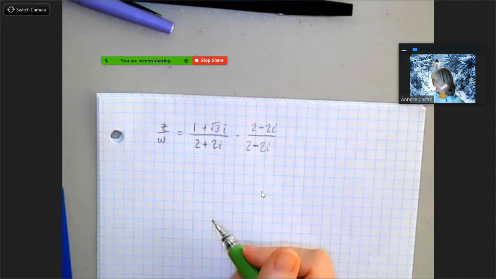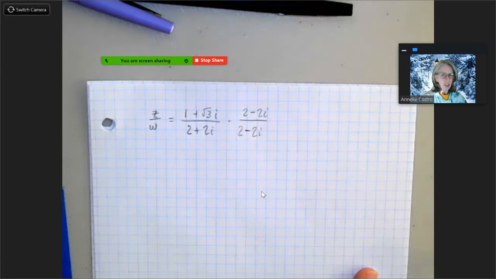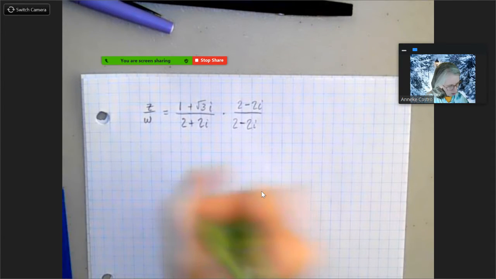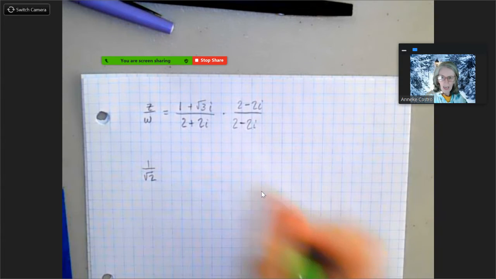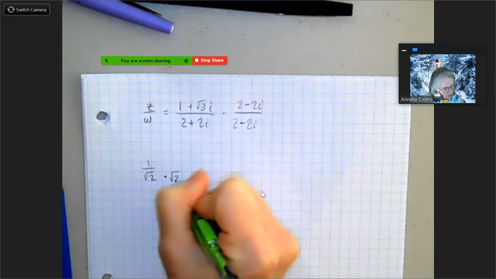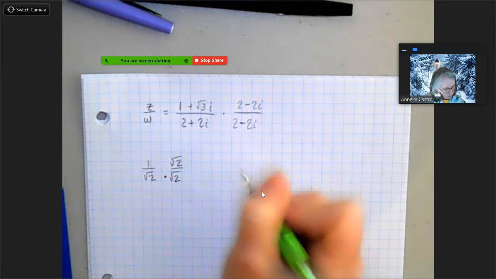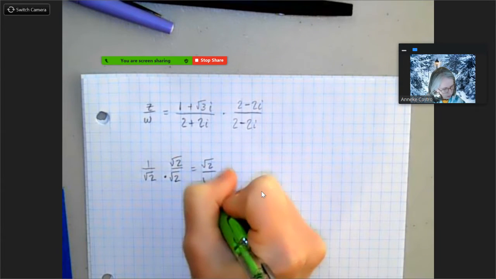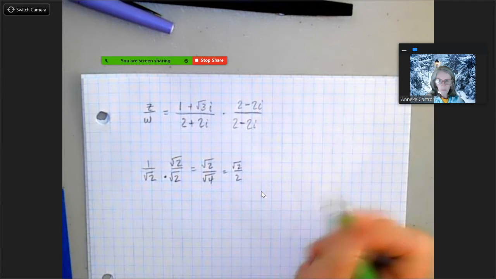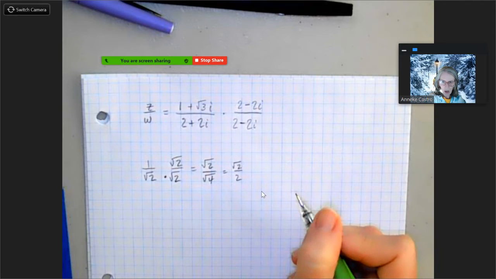If you haven't seen this before, like if you didn't take Algebra 2, you might not have seen this before, but it's related to rationalizing denominators. Back in geometry, if you got an answer like 1 over the square root of 2, we'd say, oh, you're not allowed to have a square root in the denominator, so you would multiply the denominator and the numerator by the square root of 2, because then you would end up with square root of 2 over square root of 4, which gives you the square root of 2 over 2. Okay, that's rationalizing the denominator.